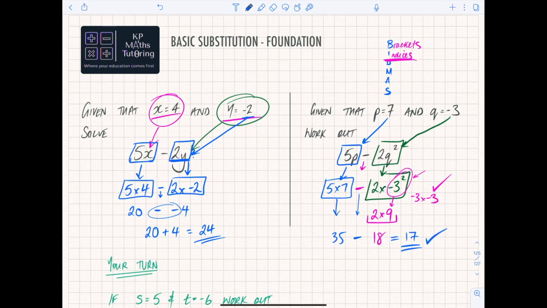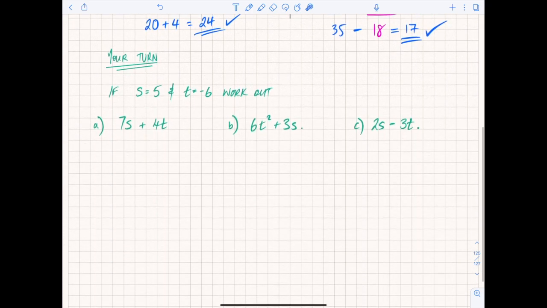Okay, so that would be your second mark. So in this first one we did, the first mark comes from substituting it in, second mark for getting 24. The second type of example here, just please make sure you remember to do the squared part first, then times it by that, and then work out the rest of it from there. Okay, pause the video now, have a go at these ones.